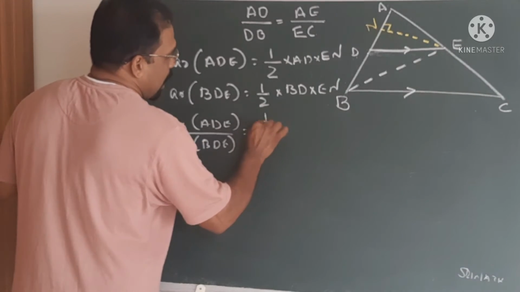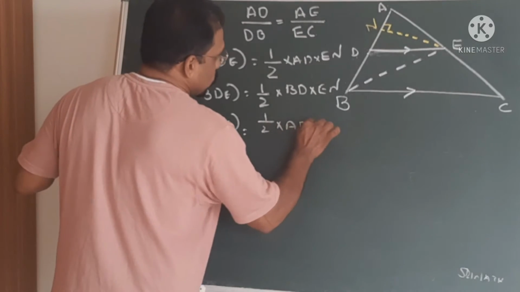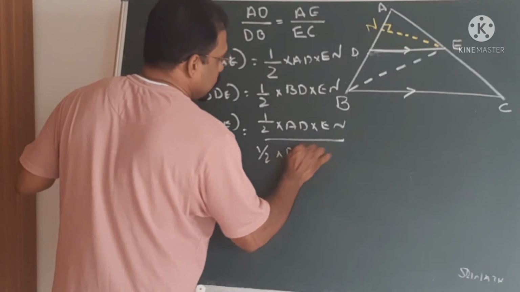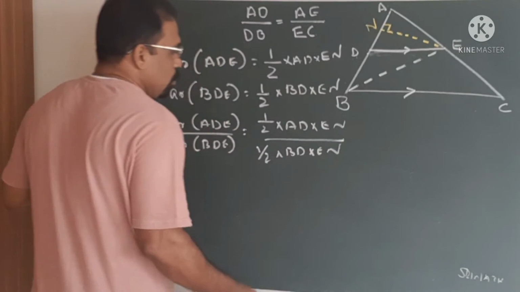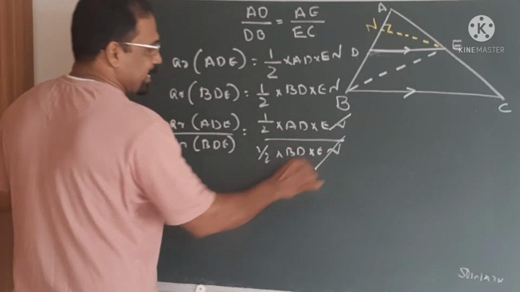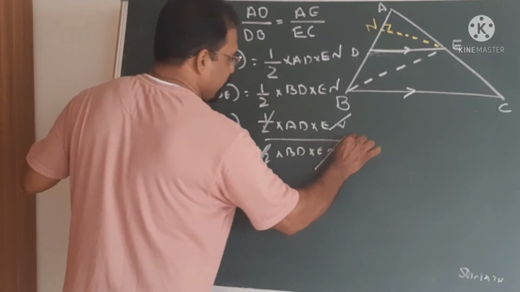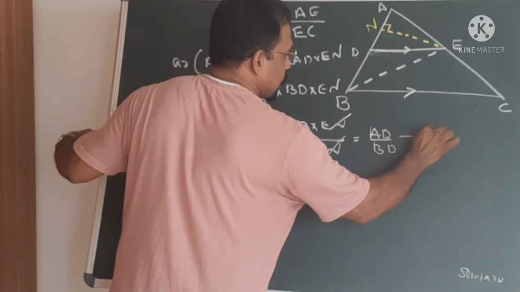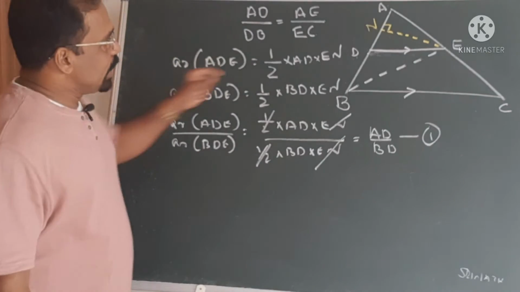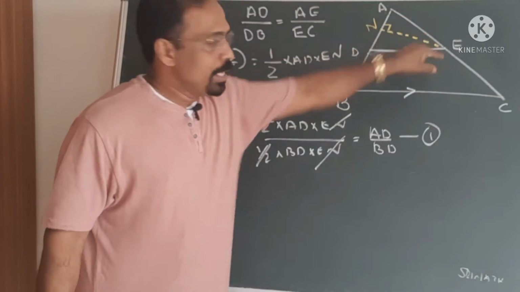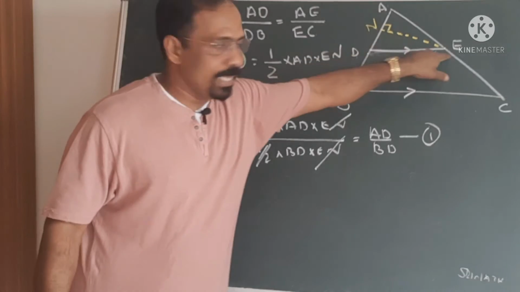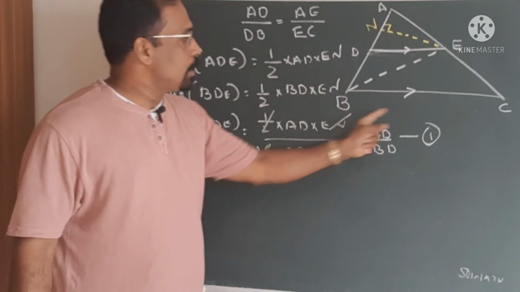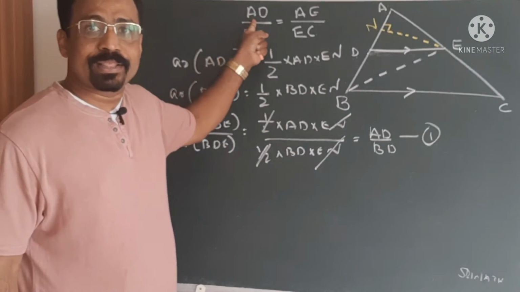So this half into AD into EN divided by half into BD into EN. Now we know that this EN and EN will get cancelled, half and half will get cancelled. What is left is AD by BD. Let us call it as equation number 1. That means area of ADE divided by area BDE is AD by BD. That is equation 1. We got the left hand side of the theorem.